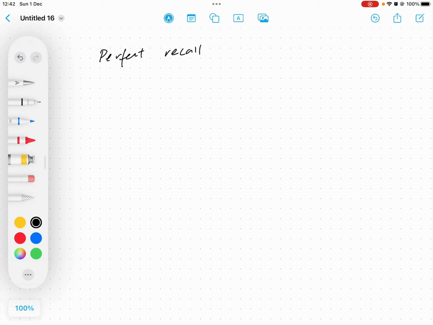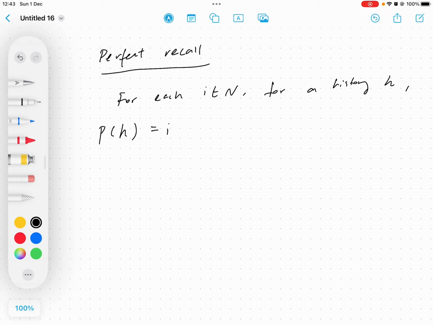Perfect recall. For each player I, and for a history H such that the player function given history H is player I, we define some function xi given history H. This will be a long sequence where we put all the information sets for this player I. Although we have subscripts from 1 up to K, all those capital I's are just the information sets for player I.